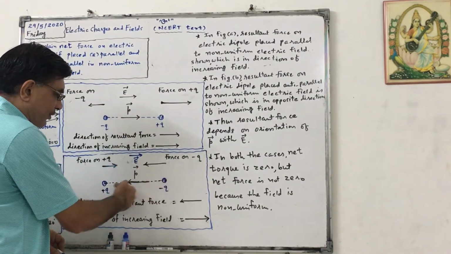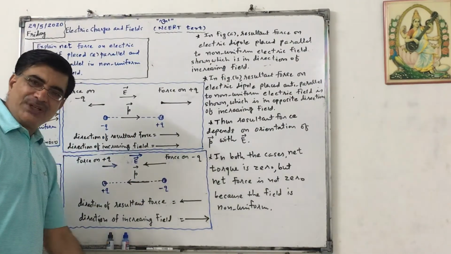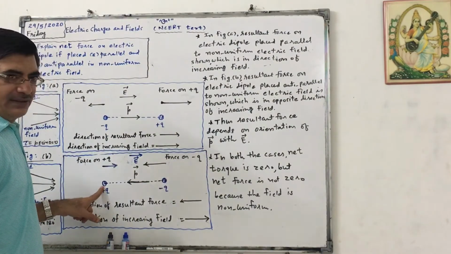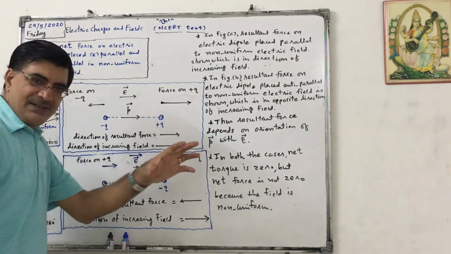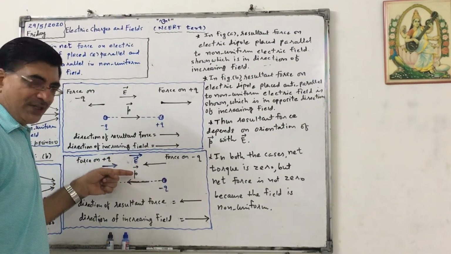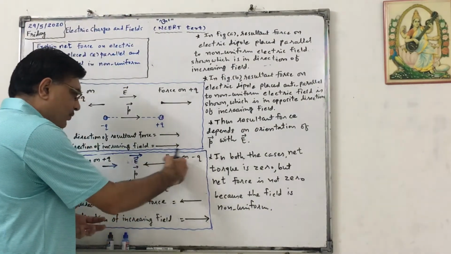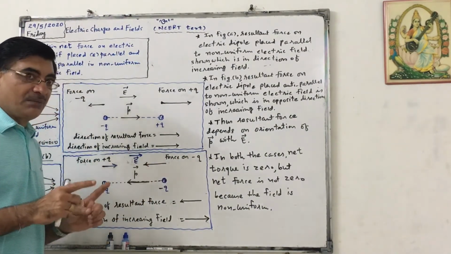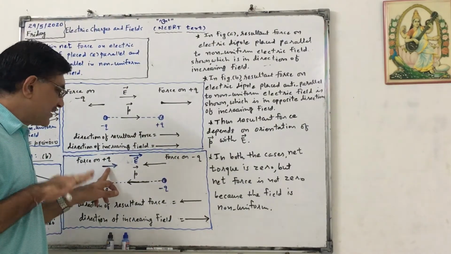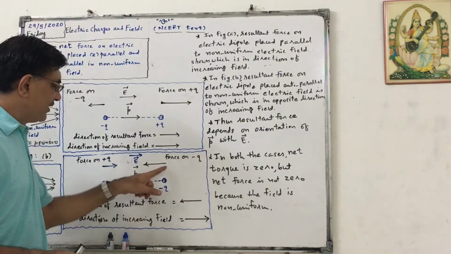Now figure B. We have just this minus q is placed here and plus q is placed here. So electric dipole moment will be like this, which is anti-parallel to vector E. Now what will happen? This plus will experience repulsion. So force on plus q will be in this direction, and this minus q will experience attraction. So force on minus q is in this direction. But we know that plus q is in weaker field, so it will experience less force. Minus q is in stronger field, so it will experience more force.